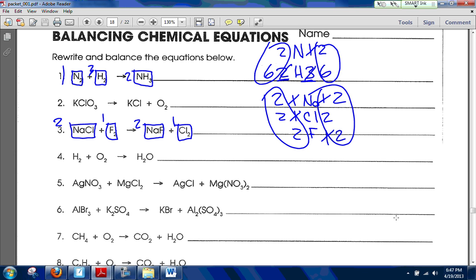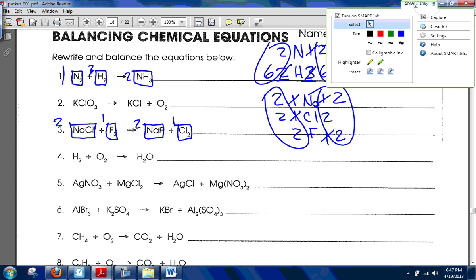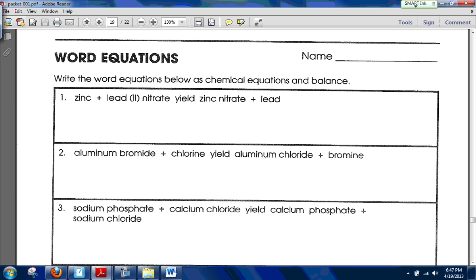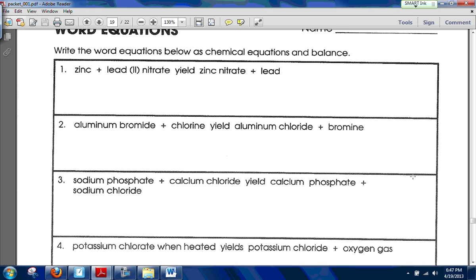Balancing chemical equations is actually pretty easy. Just make sure you follow the steps, and you'll be right every time. All right. How about now we get a little bit more fun.